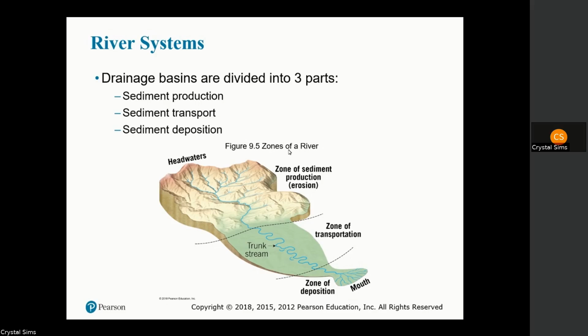It is primarily going to be the fine sediment that reaches this zone of deposition. So that's going to be like clay and silt and some of the finer sand grains that reach there.